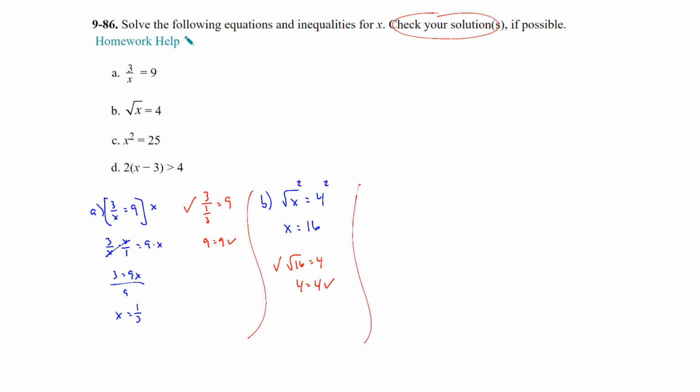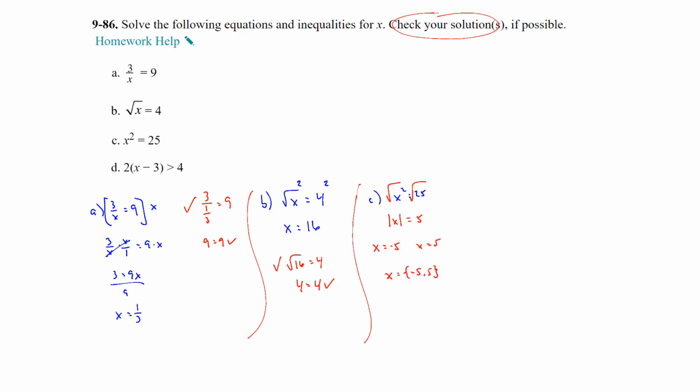Moving on to C. C is another equation, x squared equals 25. Because we have to take the square root of both sides, that gives us the absolute value of x. Remember, when you square a number, you can square a positive and a negative and get that same positive number back. So we do the absolute value so that we know the two solutions will be x equals -5 and x equals 5. So our solutions, once again, are both -5 and 5.